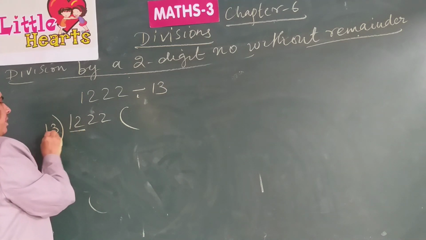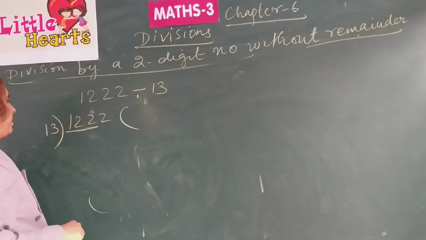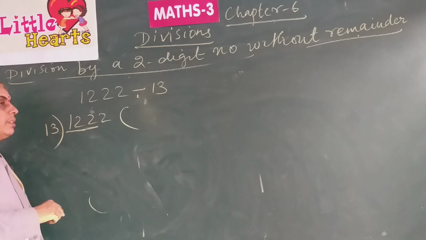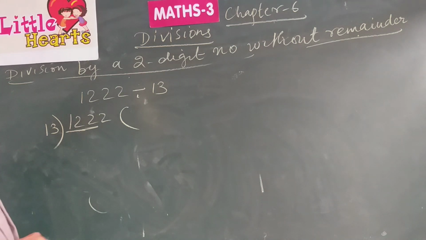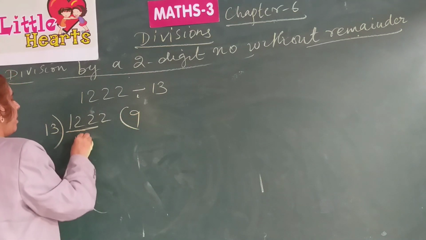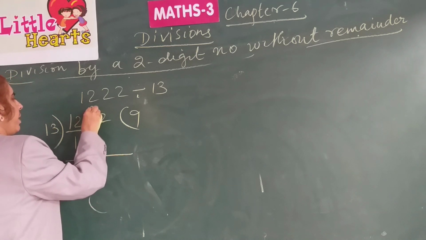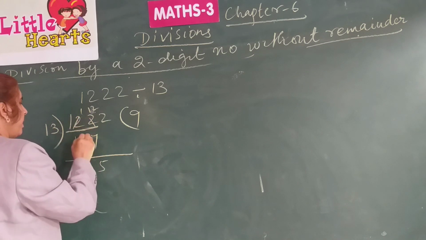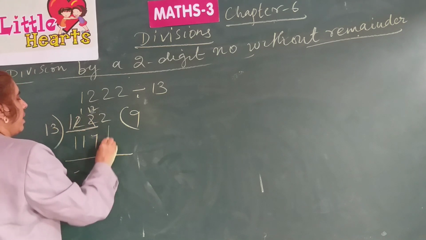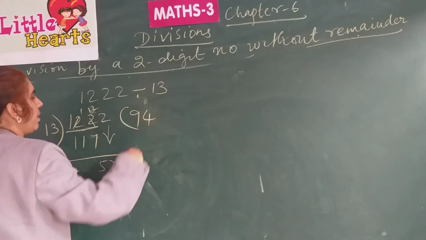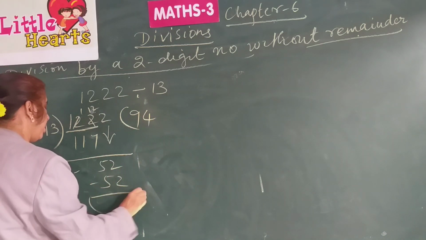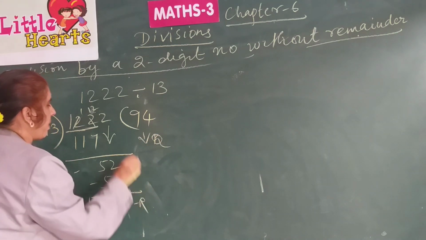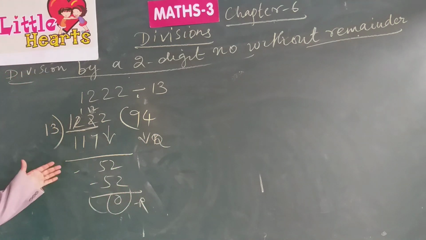12 is less than 13, so take 3 digits, 122. 13 tens are 130, and 13 nines are 117. 122 minus 117 is 5. Bring down 2. 13 fours are 52. This is the quotient and this is the remainder. You need to just be thorough with the tables.